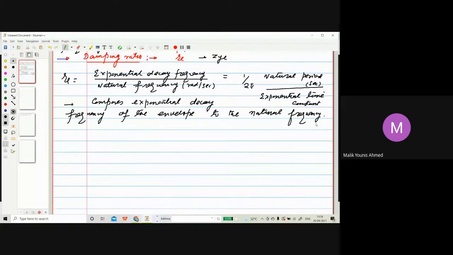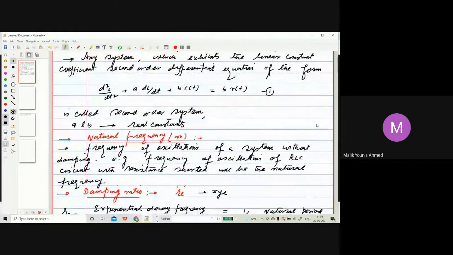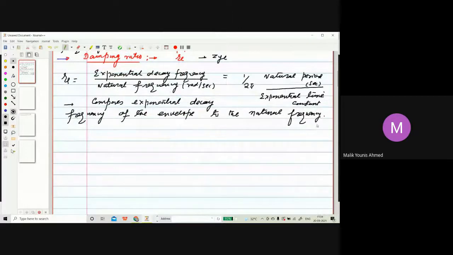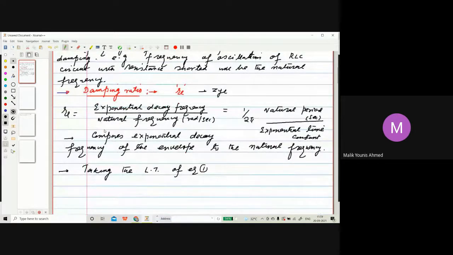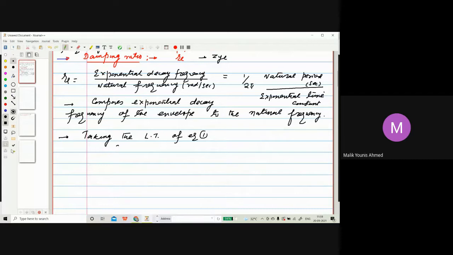Now taking the Laplace transform of equation number 1, what do we get? d squared by dt squared becomes s squared C of s, plus a times d by dt, which becomes s, times C of s in the s domain, plus b C of s, equals b R of s.